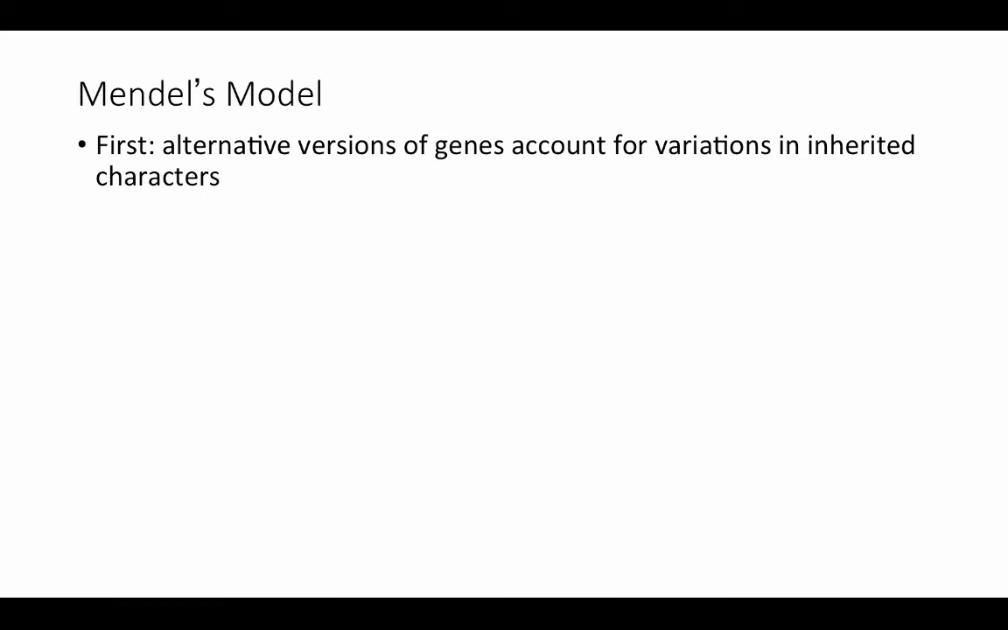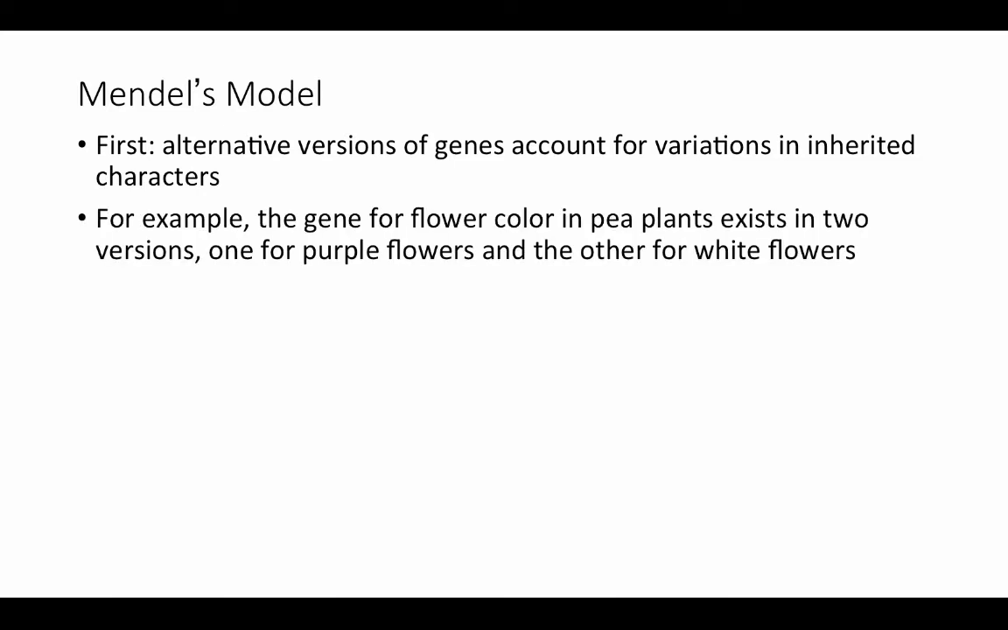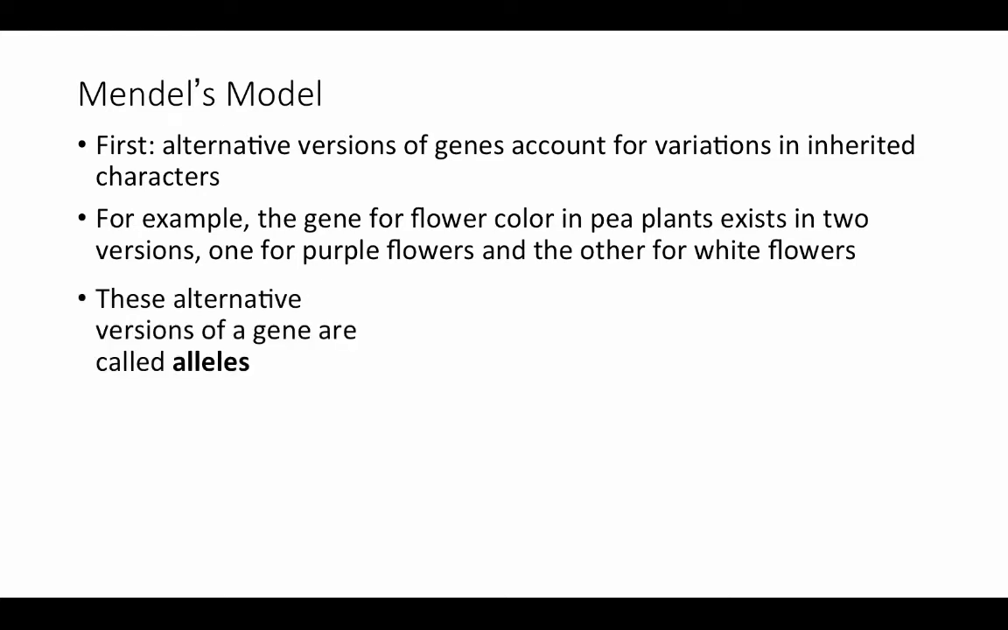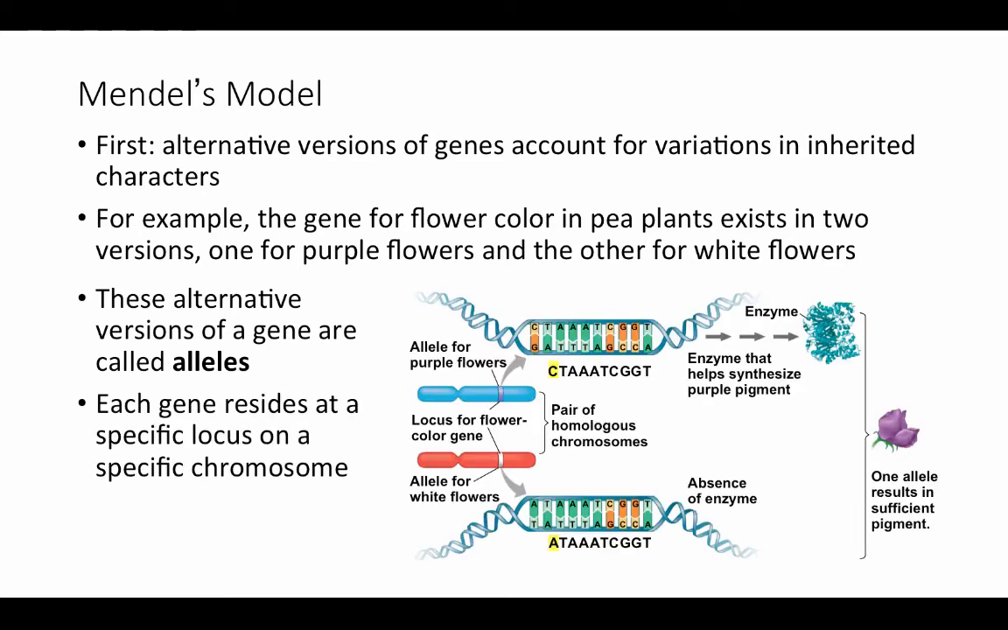So the first component of this model is that alternative versions of genes account for variations in inherited characters. For example, the gene for flower color in pea plants exists in 2 different versions, one that causes purple flowers and one that causes white flowers. We call these alternative versions of the same gene alleles. So there's a purple allele and a white allele for the flower color.